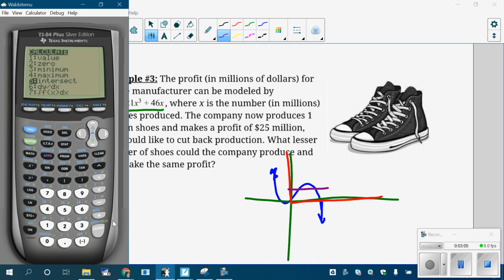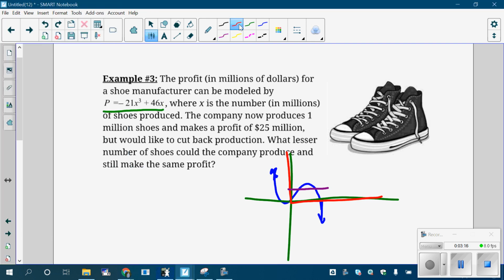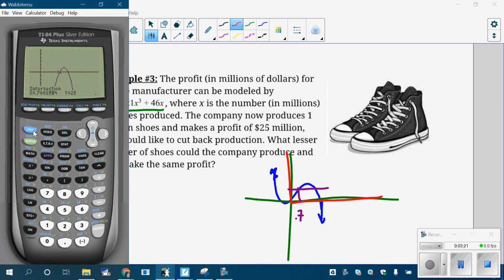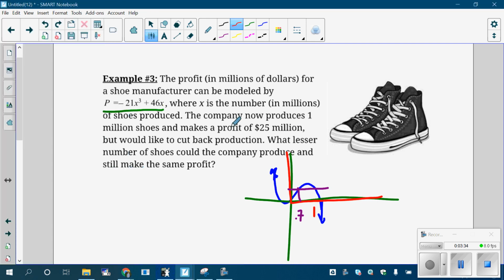That's where the intersect feature comes in. Okay, so remember, just go near one of the points of intersection. Hit enter, enter, enter. 0.7 has a y value of 25. So one of these x values is 0.7. Let's figure out the other one. Again, I'm calculating a point of intersection. Enter, enter, enter. 1. Okay. So there's 2 numbers of shoes they could make where the profit would be 25 million.